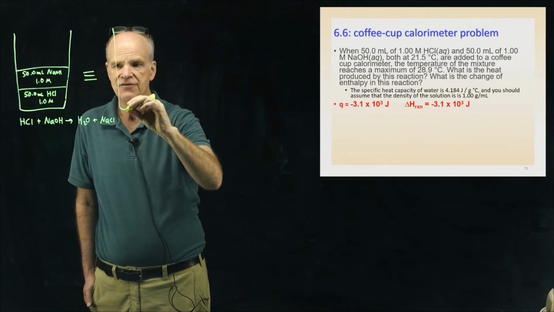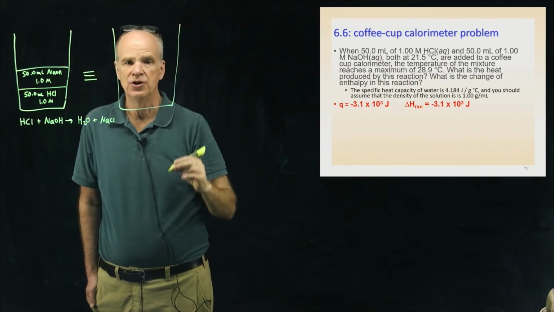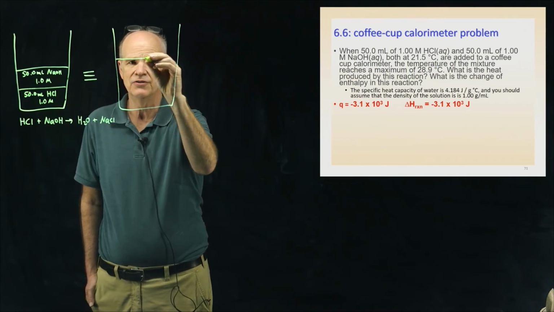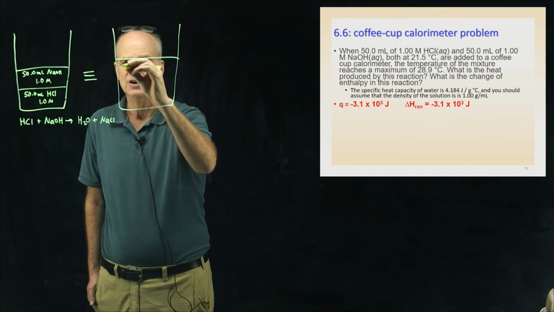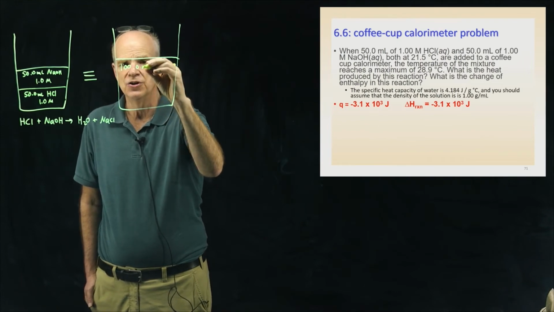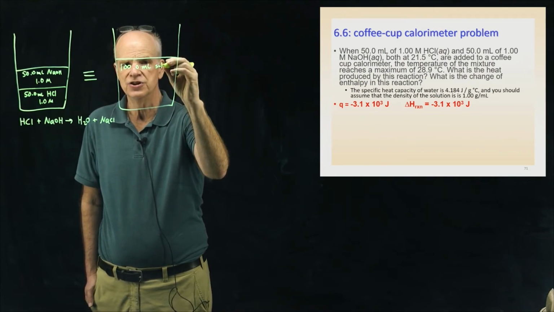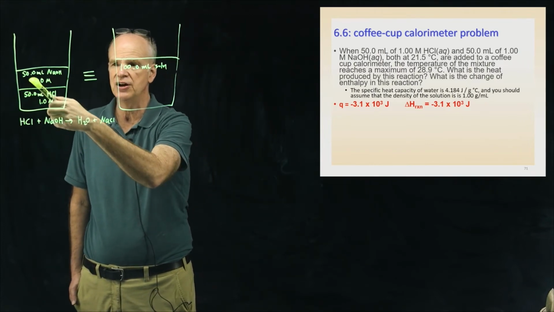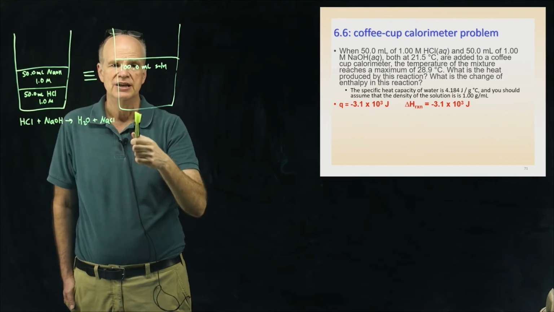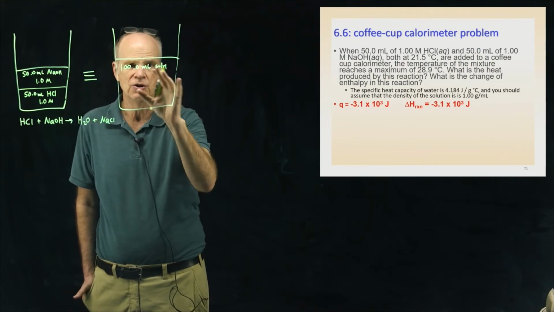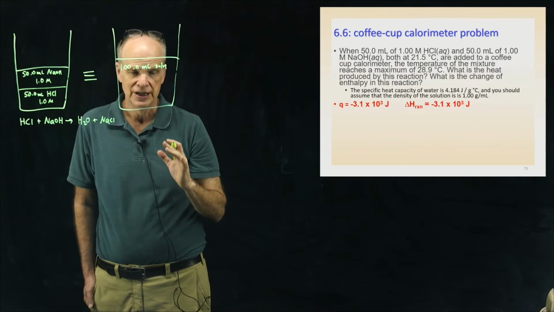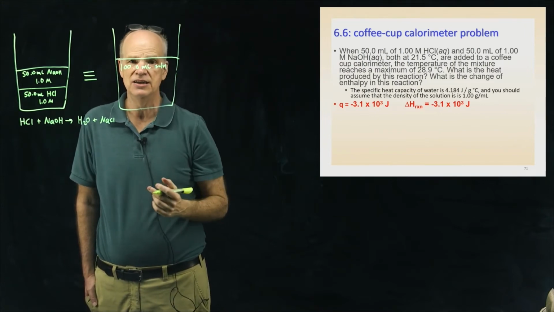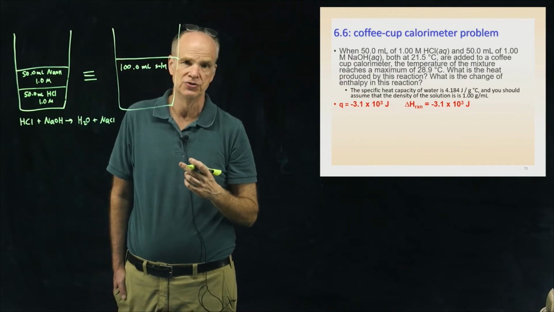So here is our coffee cup again. And so instead of thinking individual solutions, I'm going to think of a total solution of 100 milliliters of solution. And the reason why it's 100 milliliters of solution total is because we have 50 milliliters of HCl and 50 milliliters of NaOH. And so I remind myself what is going on in this 100 milliliters of solution is a chemical reaction which is apparently releasing heat into the solution because the temperature of the solution is increasing.